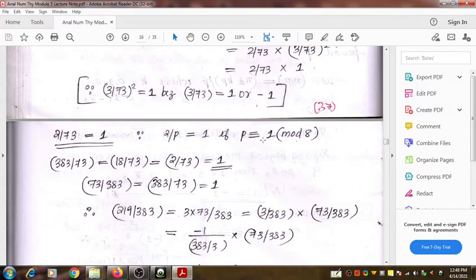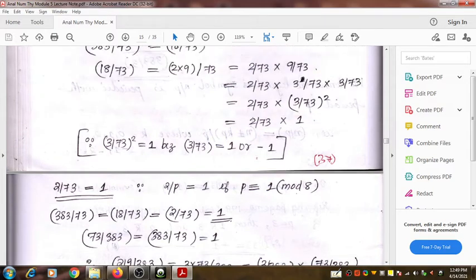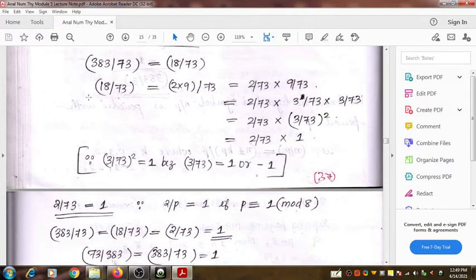The correct situation is that p is congruent to plus 1 mod 8, and therefore you can apply the first part of that result and write that (2 bar p) equals plus 1. So in this case (2 bar 73) equals plus 1. Thus we have got the answer here: 1 into 1 equals 1, that is (18 bar 73). Therefore (18 bar 73) equals 1.